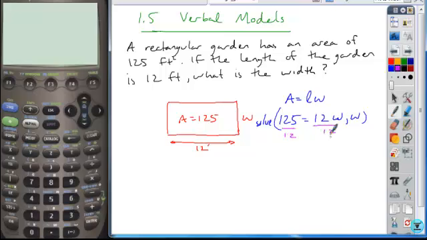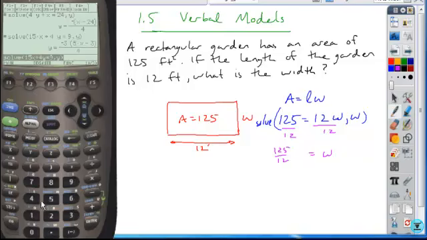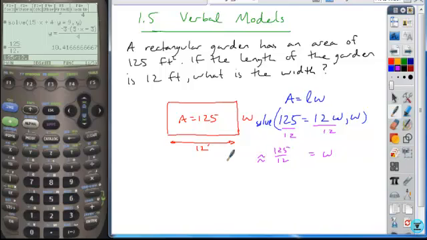You divide both sides by 12. You get W is equal to 125 over 12. Put a decimal in it so I get my answer in decimal form, and you get about 10.4 as your solution. Okay, so this is, again, a pretty simple use of a formula.